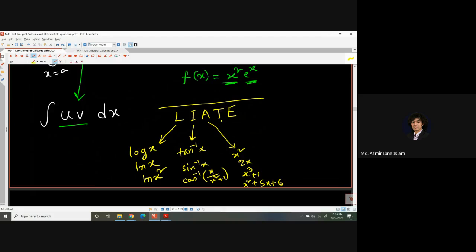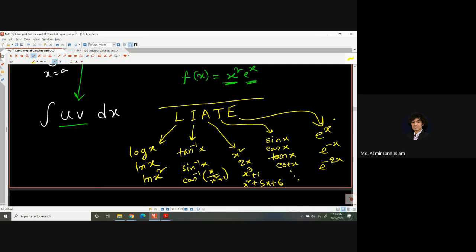What is T? T stands for trigonometric function, that is sine x, cosine x, tangent of x, cotangent of x, like this. What is E? E stands for exponential functions like e to the power x, e to the power negative x. We may have e to the power negative 2x. So this kind of function is called an exponential function.